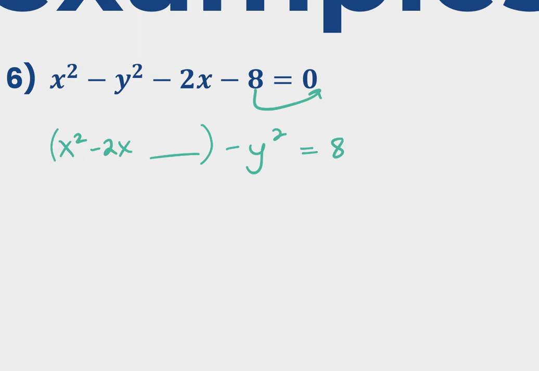Why didn't you move the y over to the other side? Because it's a hyperbola, we keep the x's. Anything that's squared, we keep on the same side. Hyperbola and ellipse, you would keep them both.